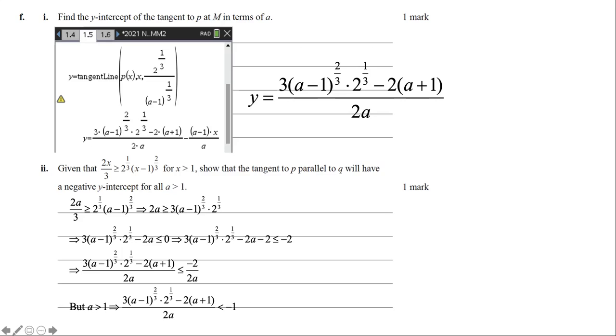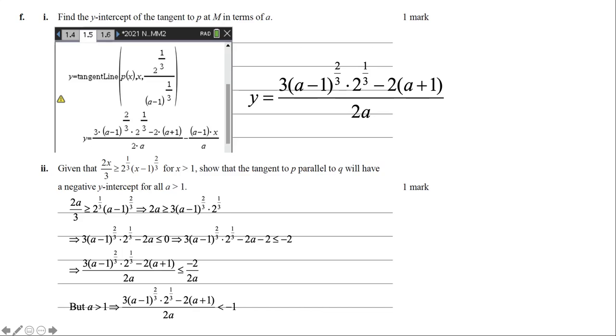So now you can divide both sides by 2a. Because a is greater than 1, 2a must be greater than 2. You're dividing both sides by a positive number. It's not changing the direction of the inequality.